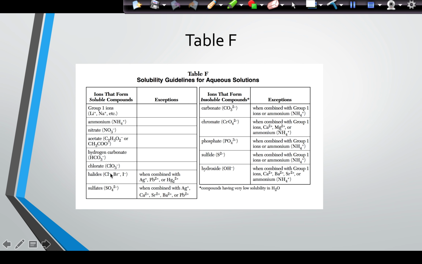If something has chloride and silver, it's insoluble. Chloride without one of these, it is soluble. If something has one of these parts, just one of these without an exception, it's insoluble. If it has one of these with its exception, it is soluble.